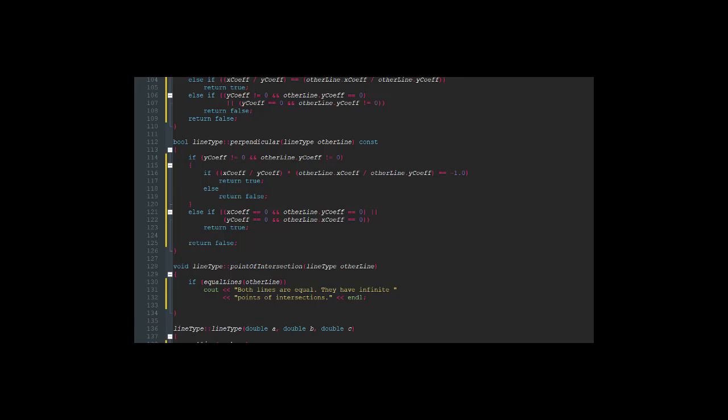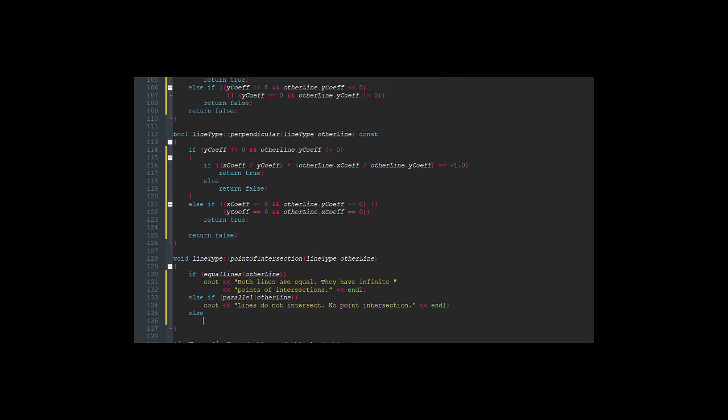Else if the lines are parallel, they will literally never meet. So else if parallel, other line, we plug in other line right there. We can print out the lines do not intersect, no points of intersection. Else, that means that they do intersect at some point. So we can first print out the point of intersection is, and right there we just print that out.